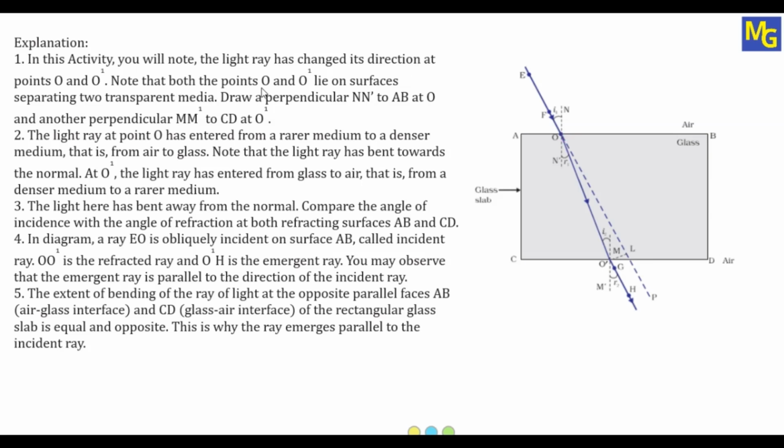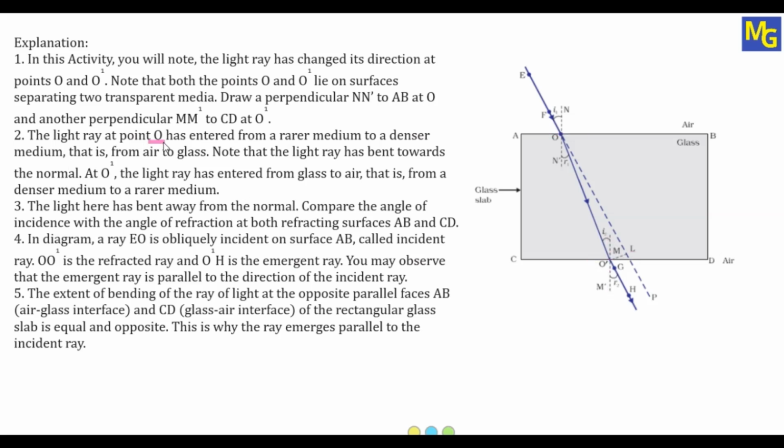Note that both the points O and O dash lie on surfaces separating two transparent media. Now see O. O is present on the surface which is separating the air medium and the glass medium. Even O dash, if you see, is also present on the surface which is separating the glass medium and the outside air medium. Draw a perpendicular line, that is N dash, to AB at O and another perpendicular M dash to CD at O dash. Wherever it has changed direction, that is point O and point O dash, we will draw a perpendicular line. So this is one perpendicular line on AB, this is another perpendicular line on CD.